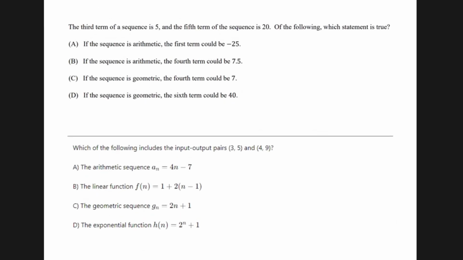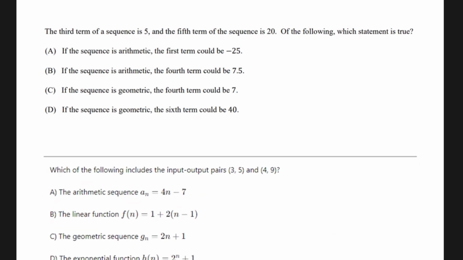More problems. Jay-Z had 99 of them. You have like 6. The third term of a sequence is 5, and the fifth term of the sequence is 20. Which of the following statements is true? The sequence is arithmetic. The first term could be 25. So third is 5, fifth is 20. If it's arithmetic, we have to do it again. You were the third term, you were the fifth term.